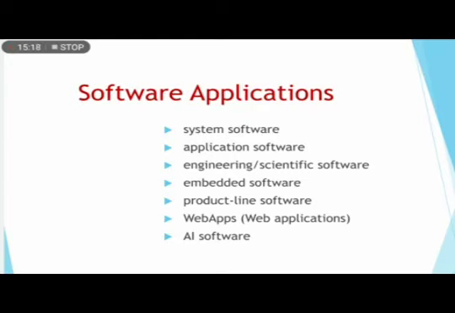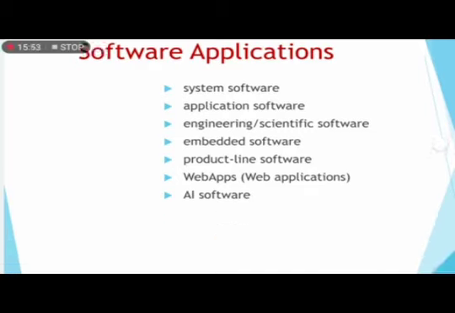Next application is artificial intelligence software. Artificial intelligence software makes use of non-numerical algorithms to solve complex problems that are not amenable to computation or straightforward analysis. Applications within these areas include robotics, expert systems, pattern recognition, such as image and voice, artificial neural networks, theorem proving and game playing.